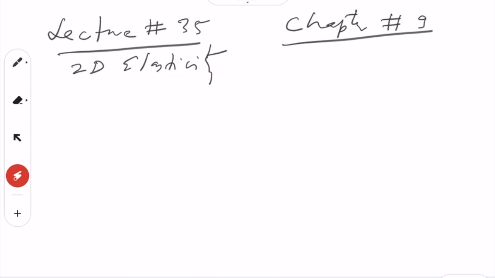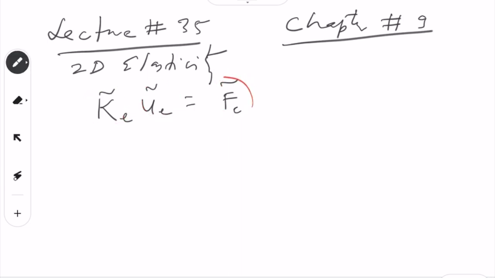So far we have found this kind of equation: K e tilde U e tilde equal to F e tilde. This is the stiffness matrix, displacement vector, and force vector, and the size is 2n by 2n. Let us write in yellow color: a 2n by 2n matrix, a 2n by 1 matrix, and this is also a 2n by 1 matrix.